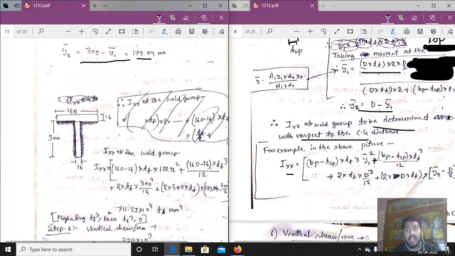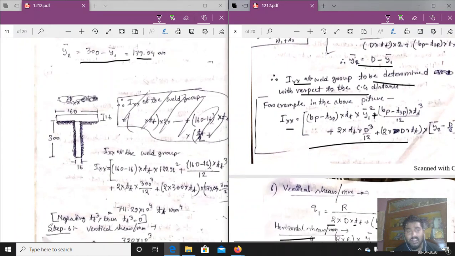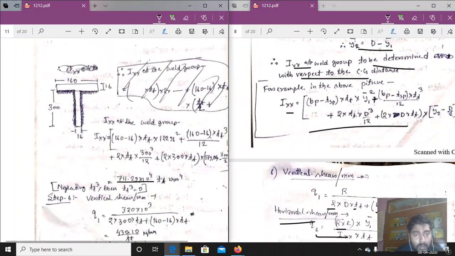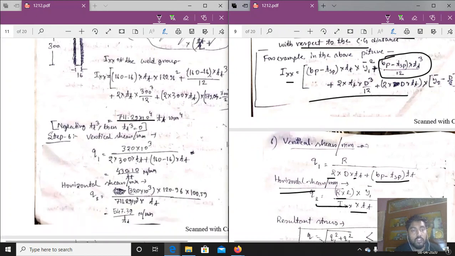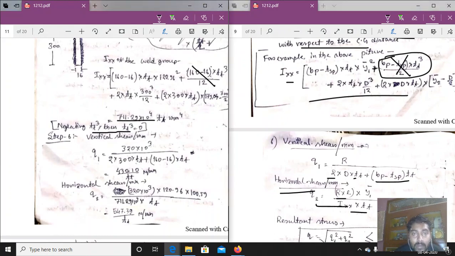Now coming to the Ix, putting all the values here, we have got 711.29. Now here you can see there is a term called TT cube. This term will be neglected because, considering the whole section, the value of TT cube is a very negligible term. It can be neglected, so TT cube will be 0. So that term will be 0. Putting all the values here, we are getting the value.